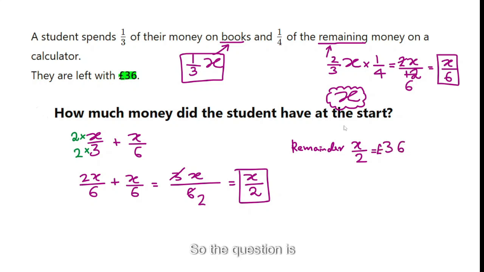So the question is, what was the total amount of money? Very easy. If x over 2 is 36, the total amount x would be just double 36. The final answer is £72.